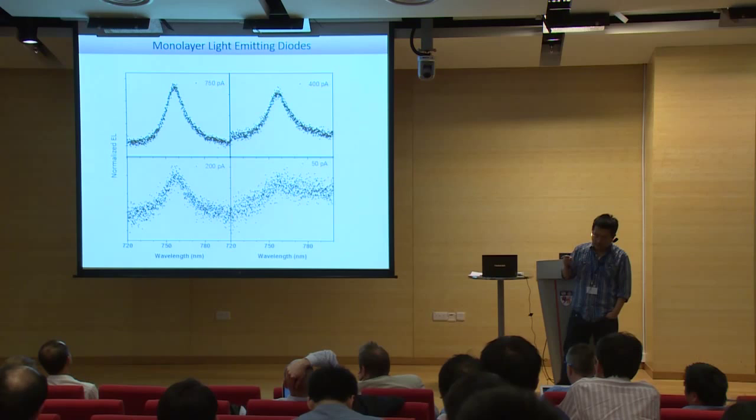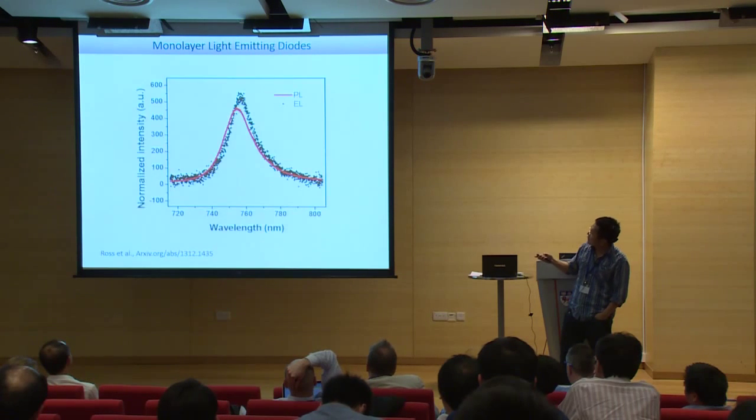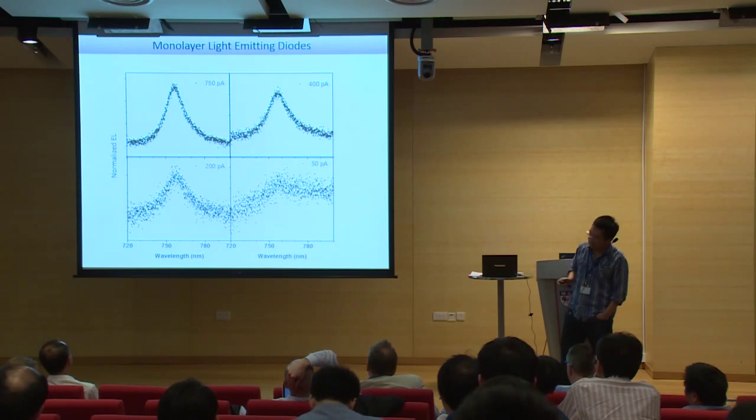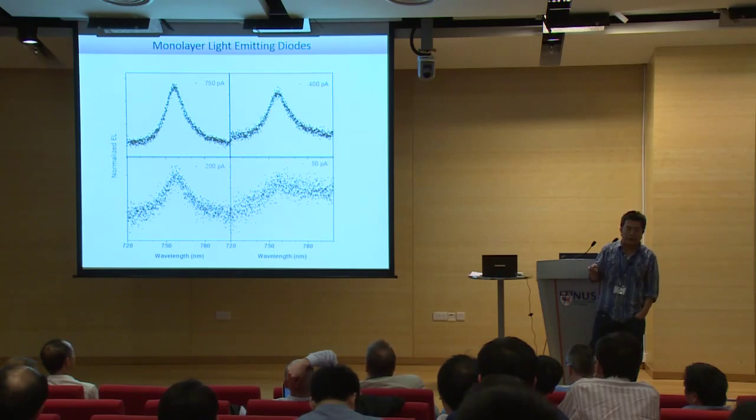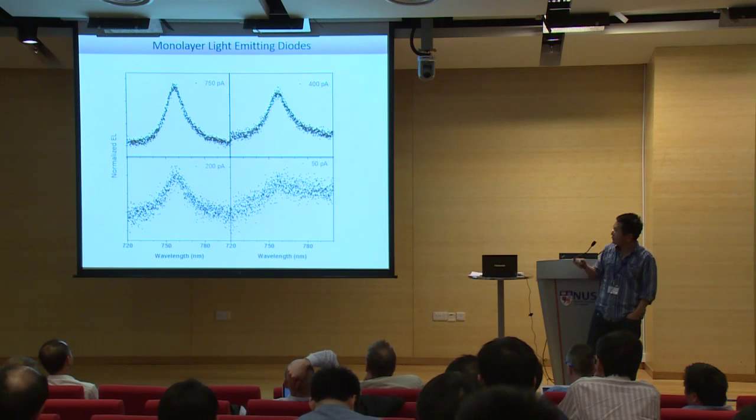Then we check this luminescence as a function of bias. Basically, we can see that even with close to 100 picoamps, we already see very strong luminescence coming out. Compared to previous MoS2, which needed about 10 microamps, there's a dramatic increase in the efficiency of the electroluminescence of this device.